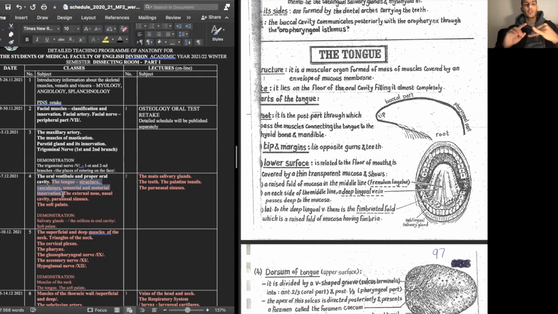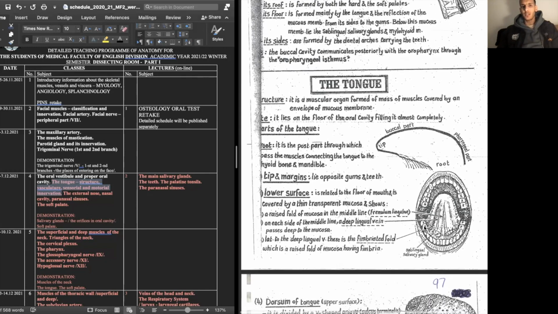Okay, so we're going to jump into the structure, the vascularization, the sensorial and motorial innervation, and some very general ideas about it. We can also discuss its muscles and the things that help it perform its function. So the tongue is a muscular organ formed of mass muscles covered by an envelope of mucous membrane.